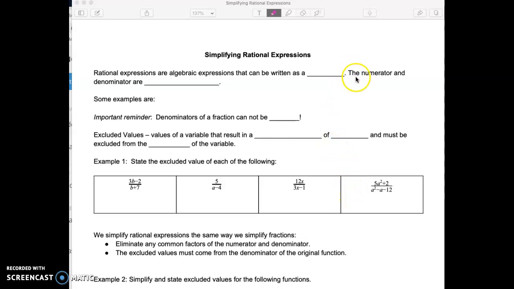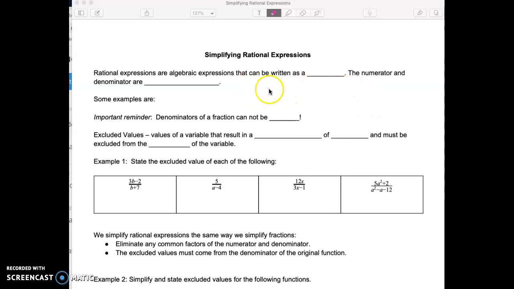Rational expressions are one of the parent functions that we look at and study. There's a lot of interesting things that happen graphically with rational expressions, but before we look at the graphs, we want to understand how we can operate with rational expressions and rational functions.